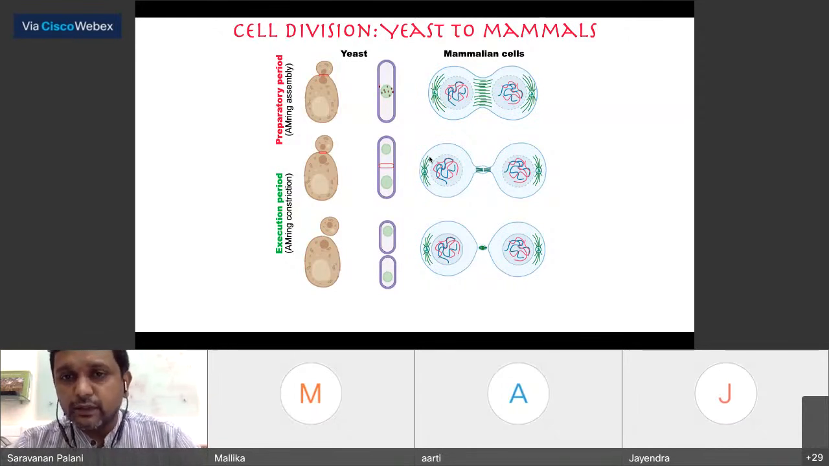In the case of mammalian cells, a similar thing happens, but there is no cell wall here. It's just a membrane ingression. And then the final pinching event is done by the ESCRT complex. And then finally, they pinch it off.